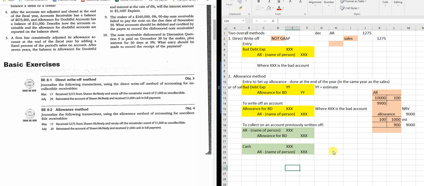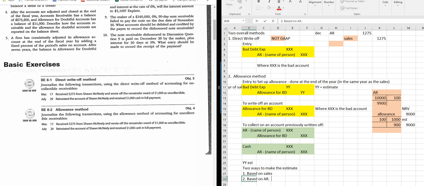Okay, the last thing I want to talk about here is how you make that entry. There are 2 ways to make the estimate, and this is also important. But notice the journal entry is the same, it's just the amount that is going to be different. So the 2 ways to do it are based on sales, and the second way is based on accounts receivable.